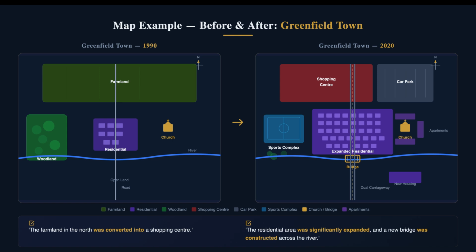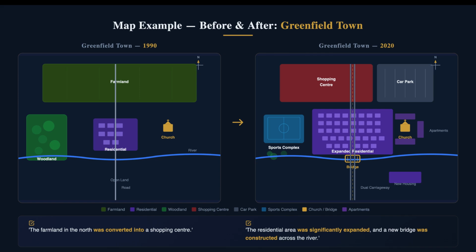Then we have this residential area in the 1990. It is being converted into expanded residential. So before it was residential, but it was small. But now it is being expanded. It's larger, right? Almost 3 or 5 times. Then the church is staying the same, except there's an apartment around the church.